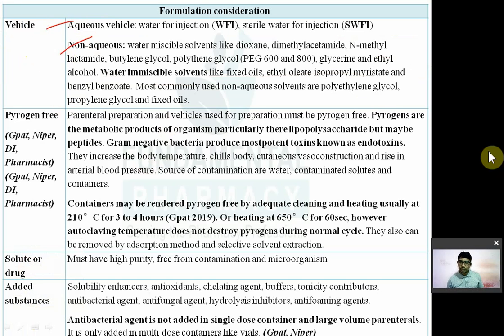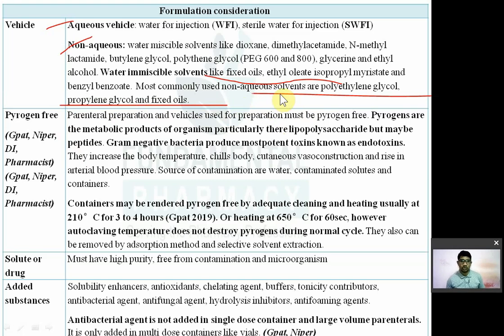Fixed oil means in that case you have ethyl oleate, isopropyl myristate, benzyl benzoate, RHS oil, etc. So most commonly used non-aqueous solvent, इसके ऊपर क्वेश्चन आ सकता है. Most commonly used non-aqueous solvents in the parenteral formulation as a vehicle: polyethylene glycol, propylene glycol, and fixed oil.